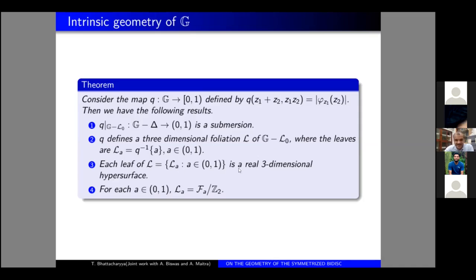The leaves are this, each leaf is a real three-dimensional hypersurface. So although we are in C2, the leaves are real three-dimensional hypersurfaces. And there is a quotienting of the bidisc leaves to the symmetrized bidisc.